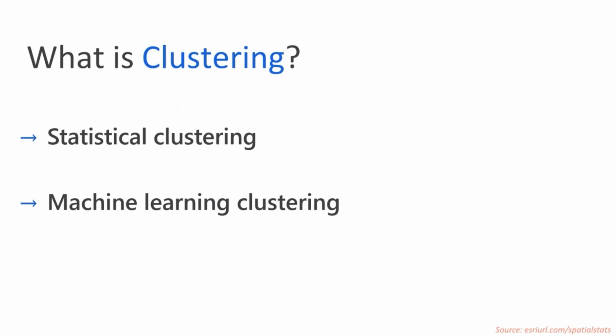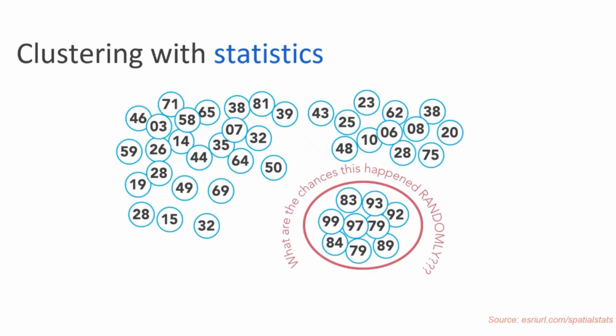So what is clustering? Clustering is a very natural phenomenon, something we do on an everyday basis. When someone presents us with a map with a lot of point features, our brain automatically tries to identify the areas where the points are clustered together, right? So in ArcGIS, there are two ways you can carry out this clustering analysis. One is statistical clustering and another one is machine learning clustering.